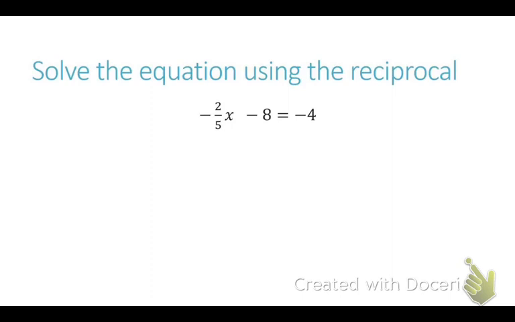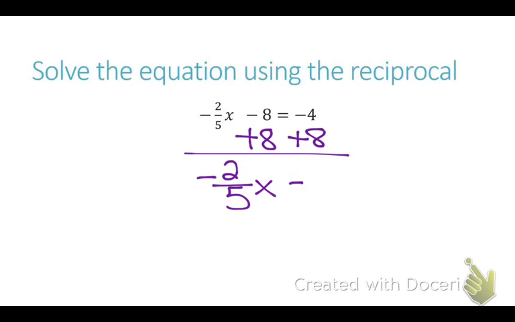So what would I do? Add 8 to both sides. Now rewrite your equation and solve for x. Add 8 to both sides, so we get negative 2 fifths x equals positive 4. Now what do I do to both sides? You multiply by the reciprocal, negative 5 over 2. 5 over negative 2 doesn't matter.